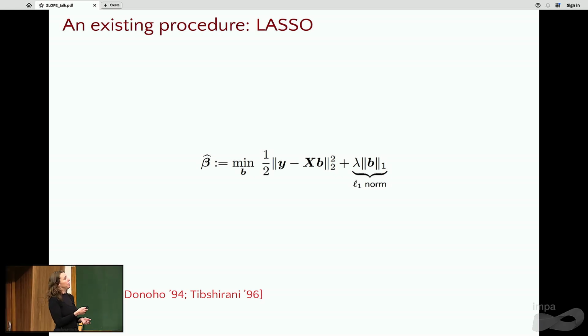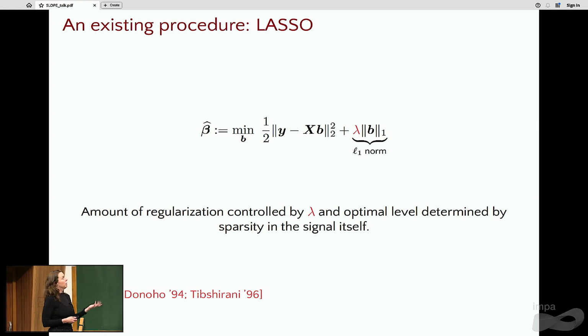Well, we have a data fit term. This is just the sum of the squared errors. And then we have our regularization term, which is the L1 norm. The amount of regularization is controlled by this parameter lambda. So if lambda's large, we really regularize the solution. The output's going to be very sparse. If lambda's small, then the output will be more dense.